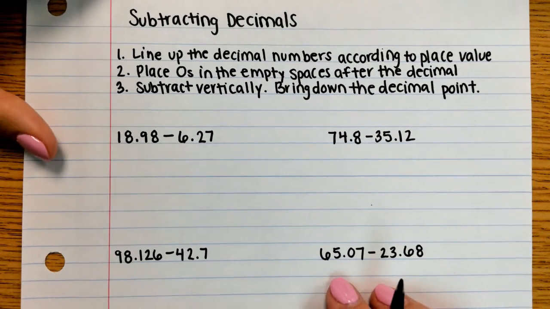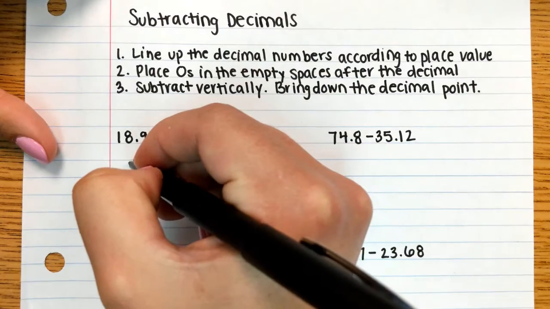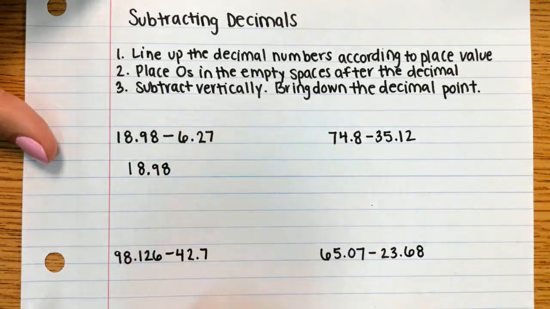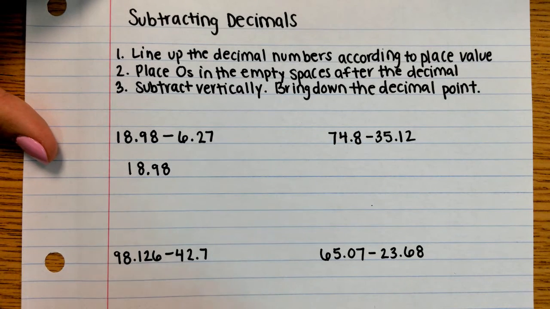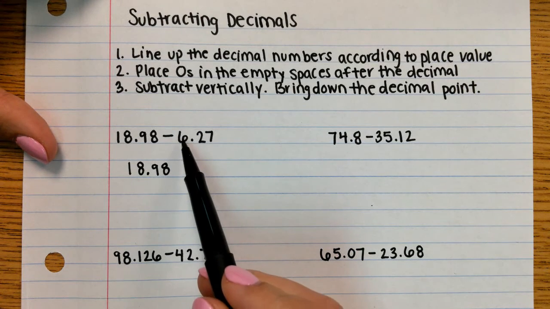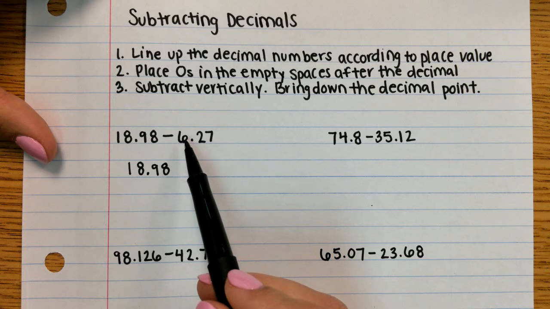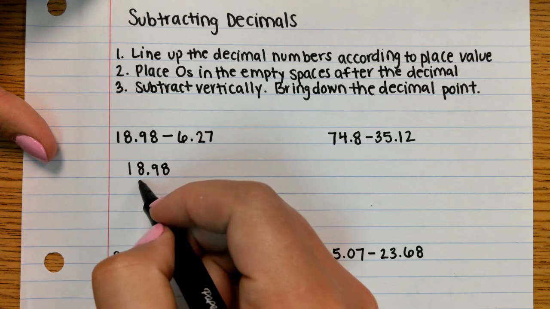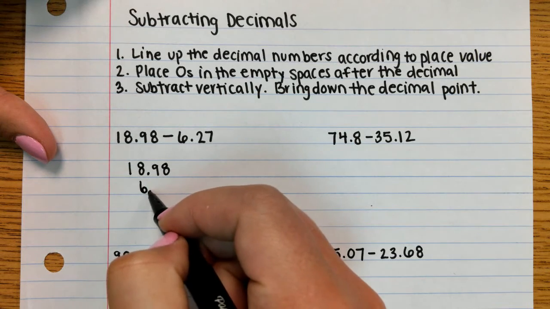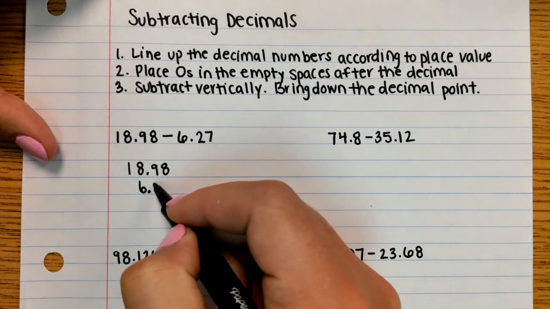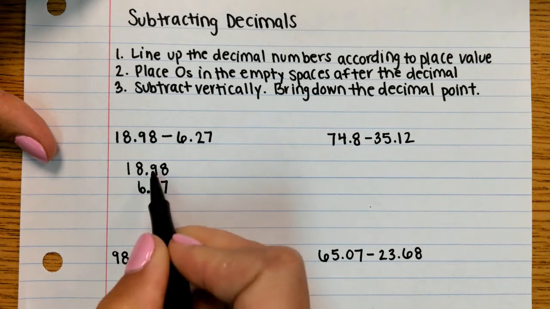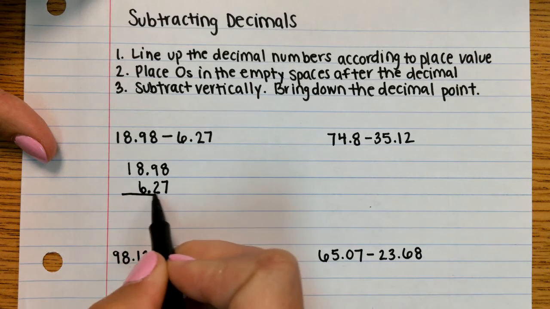So for the first one, I'm going to write my first number, which is 18.98, and I'm going to line up my place values. My second number starts with the 6. That's in the ones place. The ones place in my first number is 8, so the 6 is going to go right under the 8, and then the decimals line up, and then I have 2 in the tenths place, 7 in the hundredths. So everything lines up nice and neat. I don't have to add any zeros.